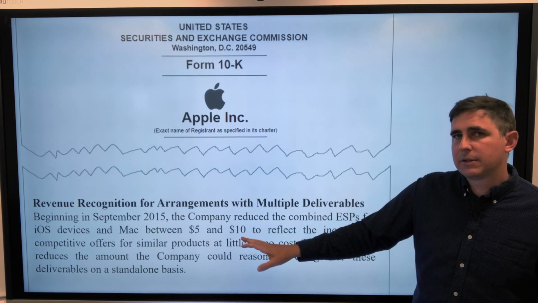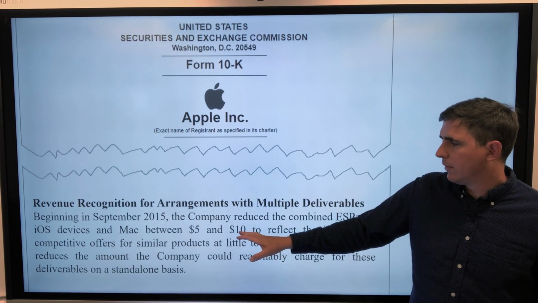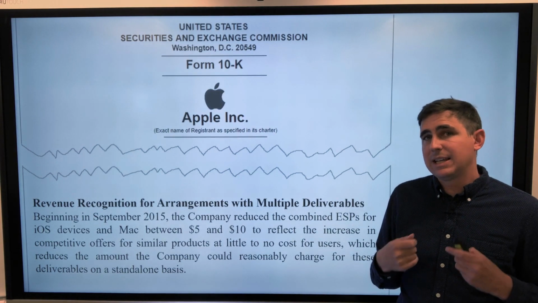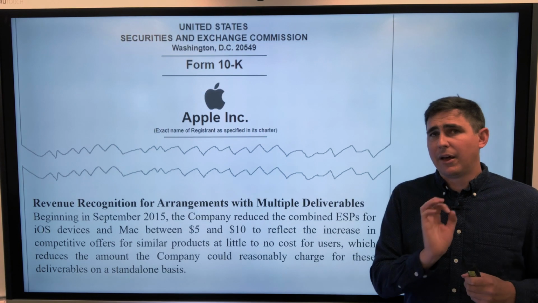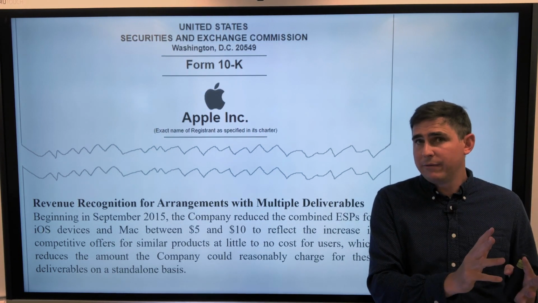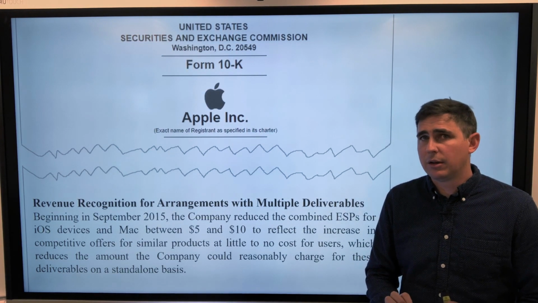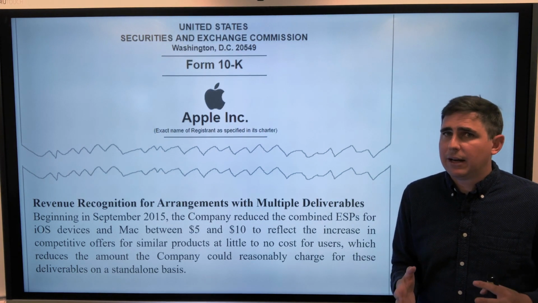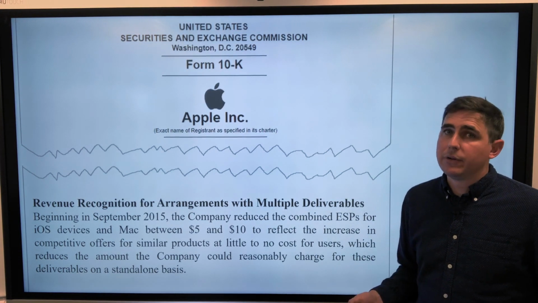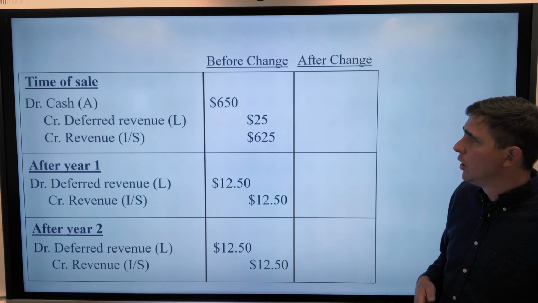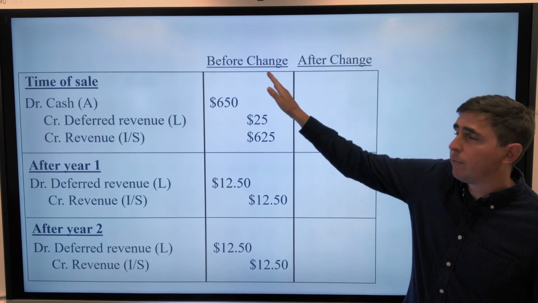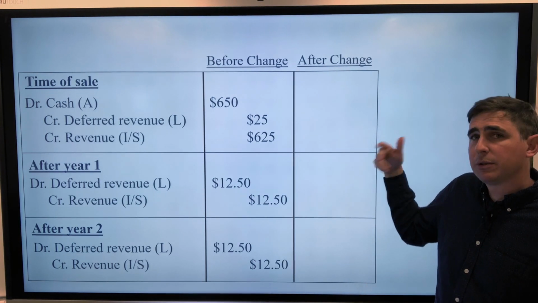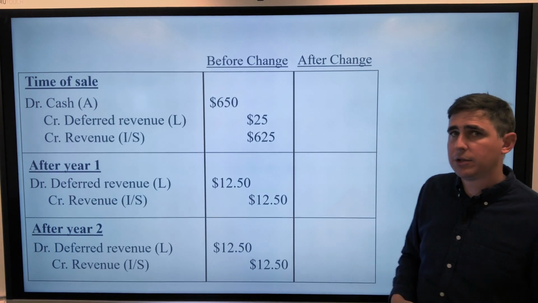And for the purposes of this lecture, I'm just going to assume that they reduced the estimated selling price by $10. So they're going to say the updates and support are not worth $25, they're worth $15. Let's see what effect that has on Apple's revenue. So here's the original journal entries that we did before the accounting change. Now let's see what the new journal entries would be after the accounting change.